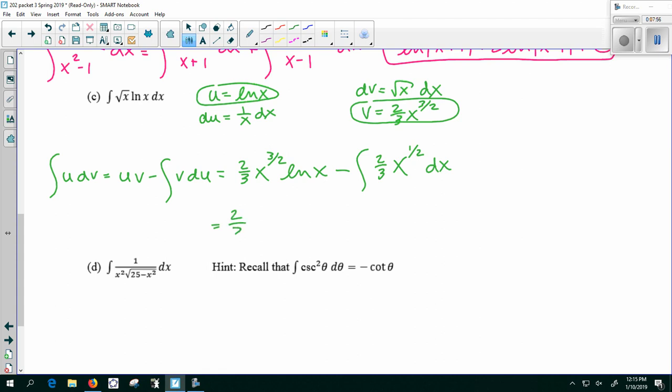So I have 2/3 x to the 3/2 ln x minus, the 2/3 is going to come outside the integral, 2/3 times, and then the integral of x to the 1/2 is 2/3 x to the 3/2 plus c. But 2/3 times 2/3, I'm going to rewrite that as 4/9.